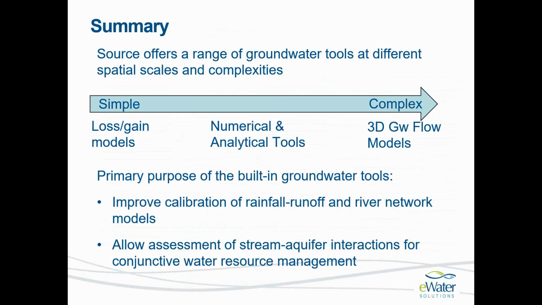The primary purpose of the built-in groundwater tools in Source is to improve the calibration of our rainfall runoff and river network models. We also want to allow the assessment of the impacts of surface and groundwater extractions so that we can perform conjunctive water resource management.